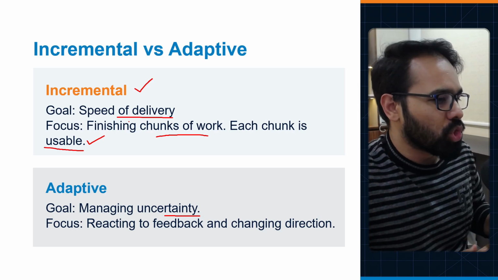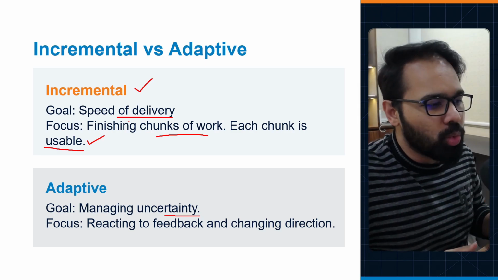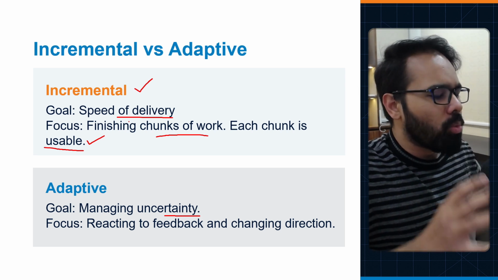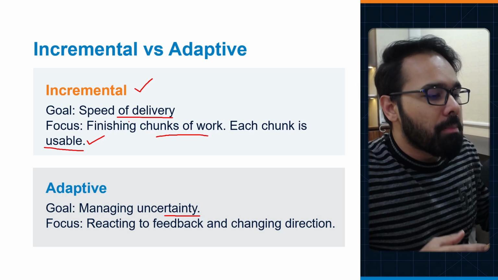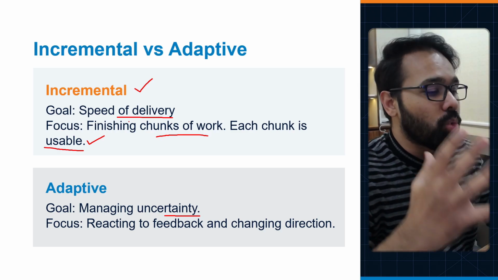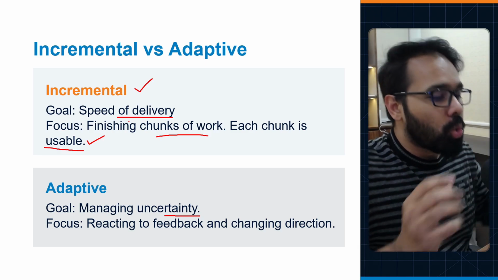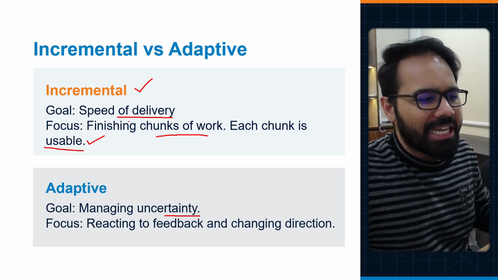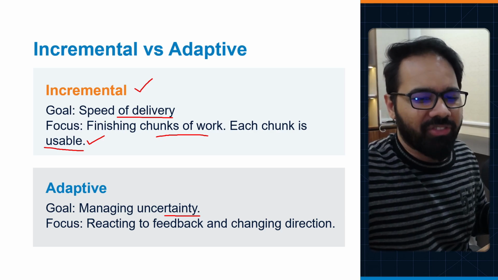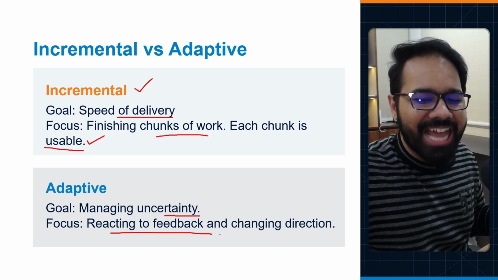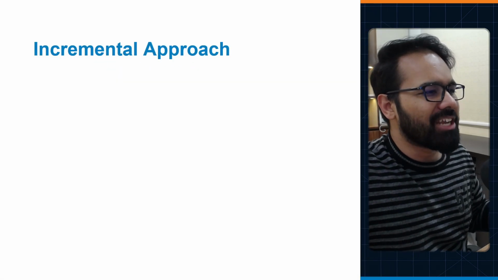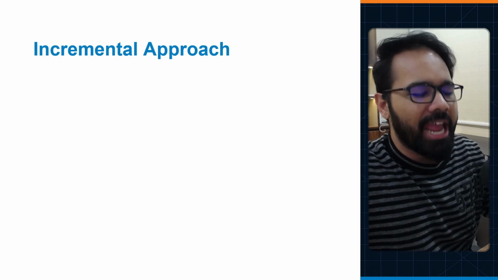The adaptive approach assumes that the project environment is highly volatile. What the customer wants today might not be what they want next month. So we have to be able to pivot quickly without derailing the whole project. That's the whole idea behind adaptive. The focus here is reacting to feedback and changing directions. So that's the difference between adaptive and incremental.